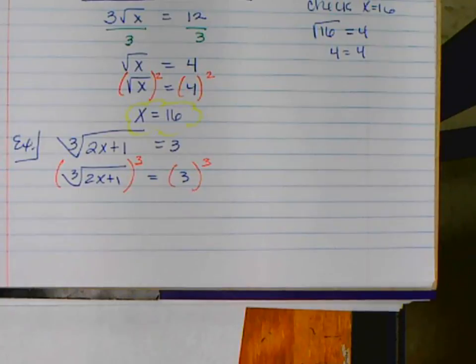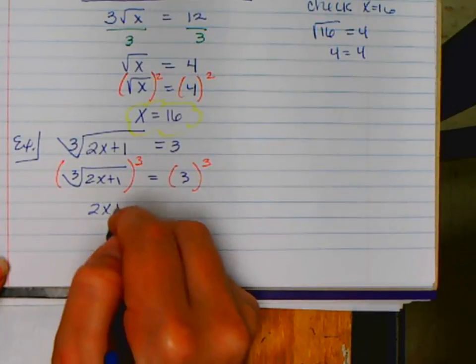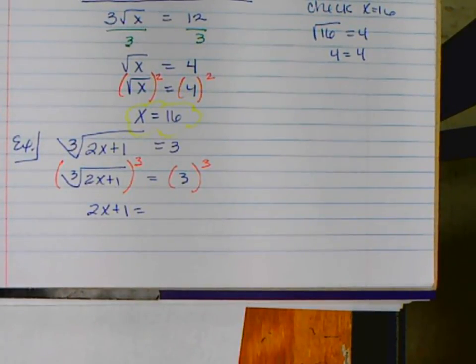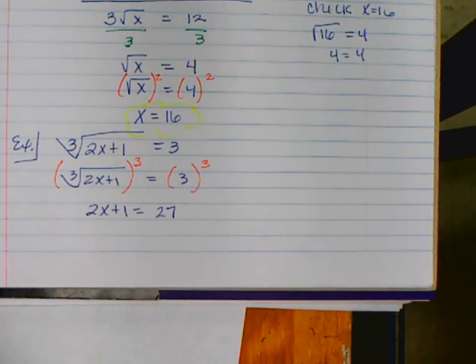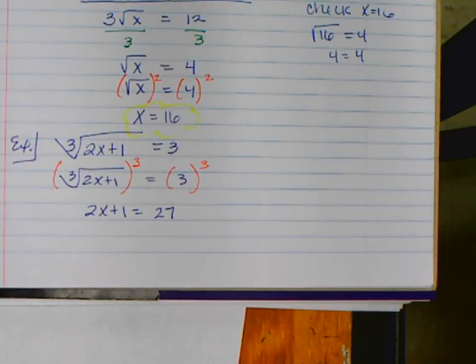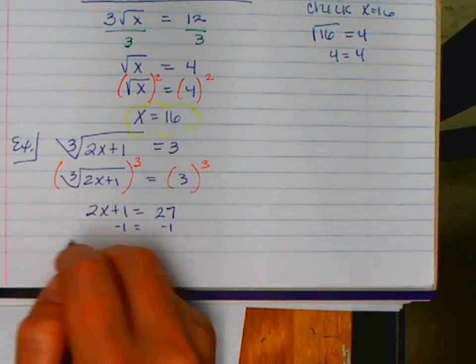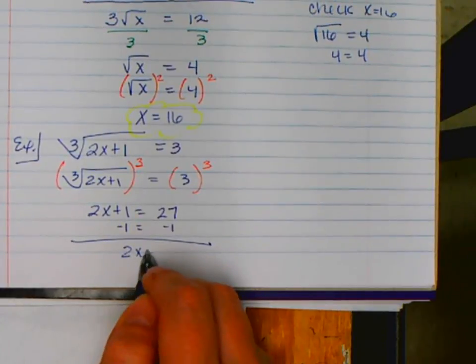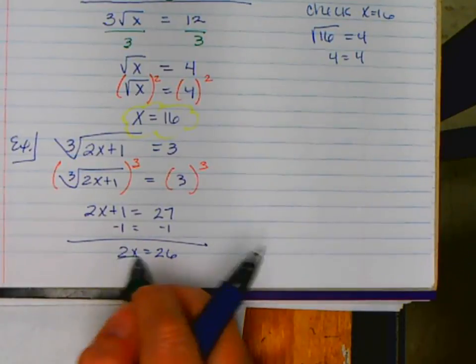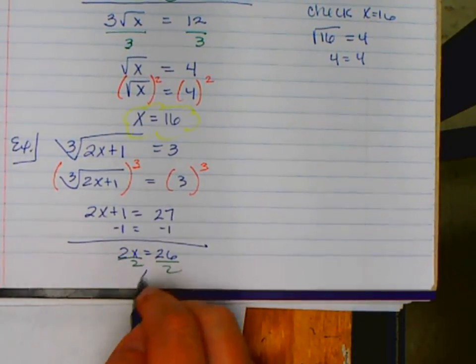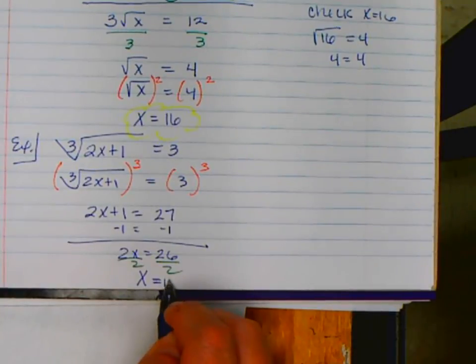So what do you think the cubed root of 2x plus 1 quantity cubed is? 2x plus 1. Looks complicated? It's not. What's 3 cubed? 27. Not 9, right? 3 cubed does not mean 3 times 3. It means 3 times 3 times 3, which is 27. Subtract 1 from both sides. 2x equals 26. Divide by 2, and x equals 13.